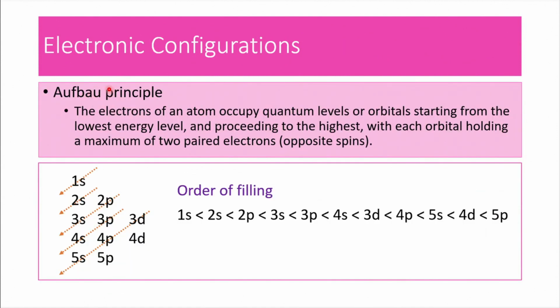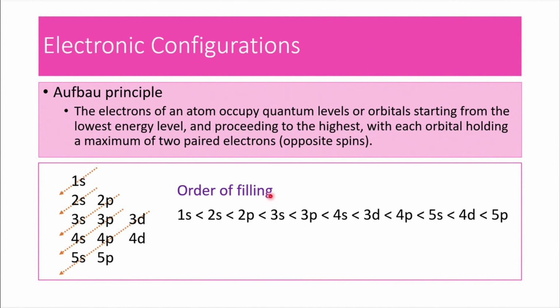Let us look at electronic configuration. The first rule we have to follow is the Aufbau principle, which says that the electrons of an atom occupy quantum levels or orbitals starting from the lowest energy level and proceeding to the highest, with each orbital holding a maximum of 2 paired electrons having opposite spins. So, this is the Aufbau principle. According to this, the electrons are filled in order.